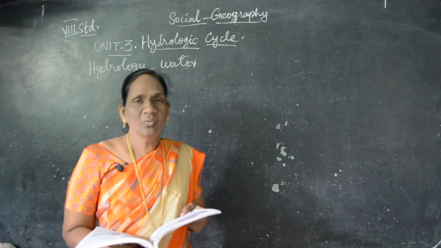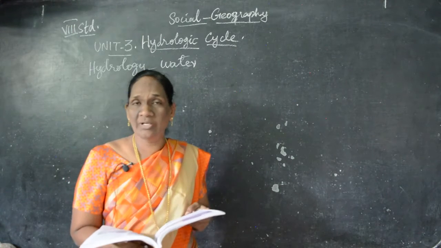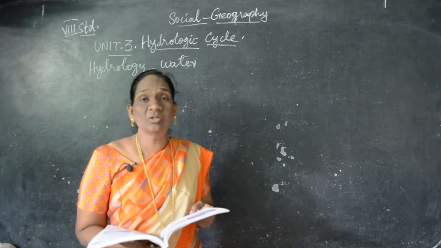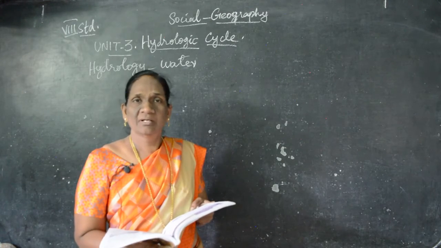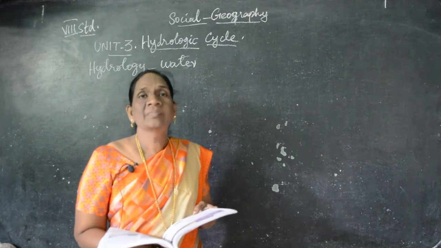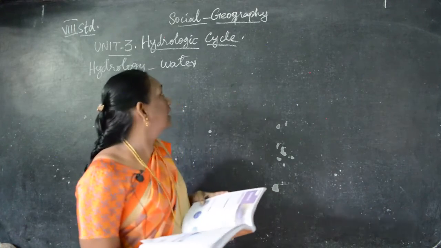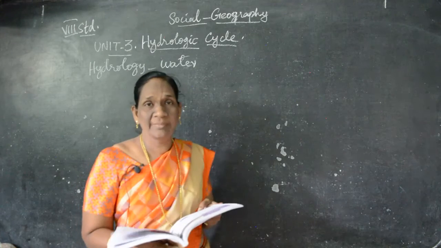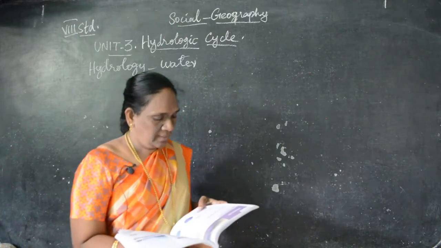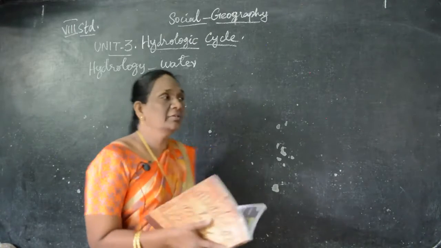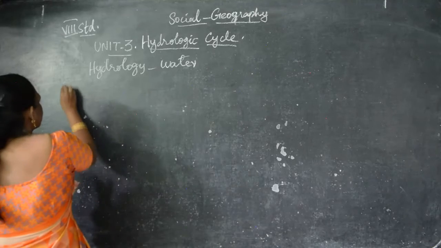Okay, so why is this water very important? Then what are the types of water? How can we get this water, and in this lesson, hydrologic cycle, what is meant by that? We will all see from this lesson. Okay, children. Here, the water on the earth. First we'll see.